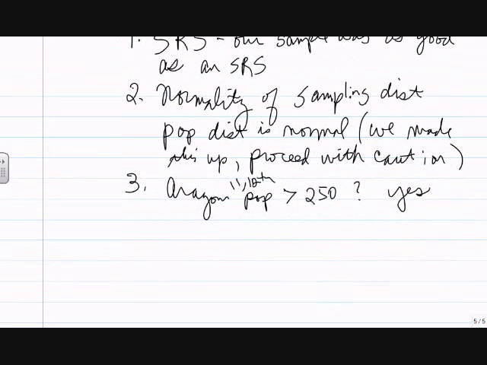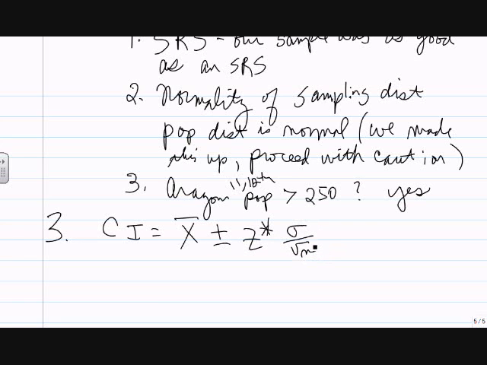Okay. All right. Step 3. If we have passed all of our conditions, which we didn't really, but we are going to say we have, do the math. So our confidence interval is our mean plus or minus our critical z times our standard deviation divided by the square root of n. So we had 5.88 plus or minus, what's my critical z for 98% confidence?